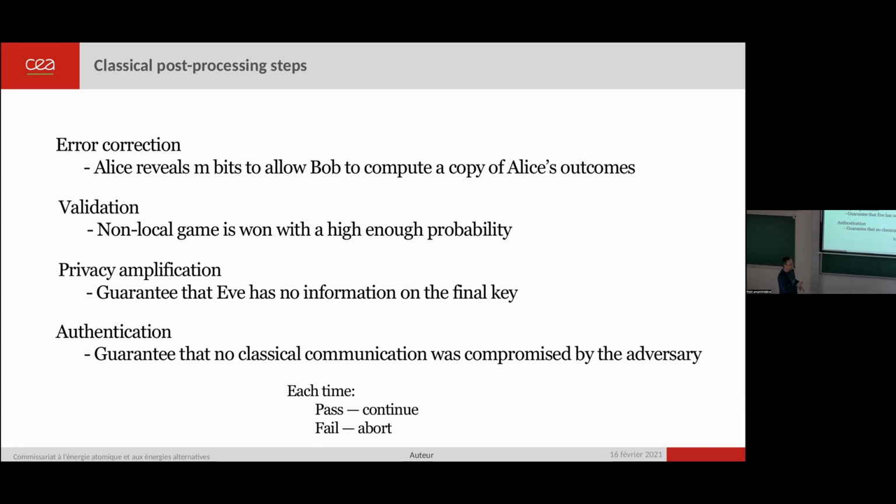He can check that the non-local game was won significantly. If this succeeds, then they can proceed to privacy amplification, meaning extract the actual randomness from the string, because the string will not be fully random, so they extract just the random part. And in the end, they still need to authenticate their communication to make sure there's no man-in-the-middle attack, that they were indeed doing all of this with each other and not with a third party. Each of these steps can either pass or fail, and we are only interested in the case where all of them succeed.